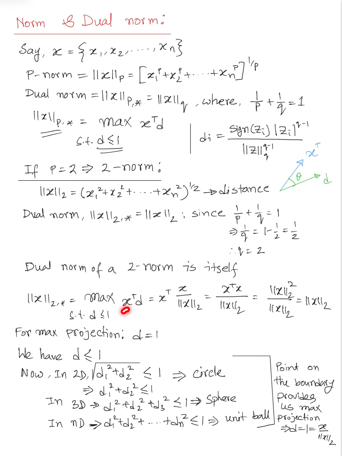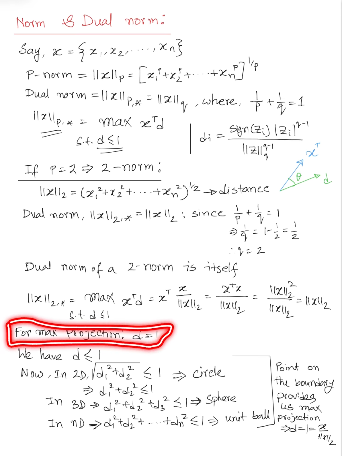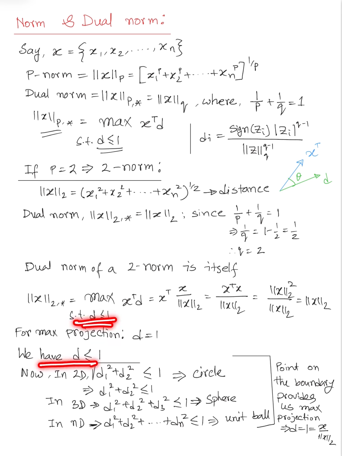So the projection of x should be maximum when the value of d is maximum. Now our constraint is that the norm of d is less than or equal to 1. The maximum value of the 2-norm of d is actually 1. So what does it mean? It means d is equal to x over the 2-norm of x. So when the norm of d is equal to 1, we have this. Now why? Let's see from here. For maximum projection, the norm of d is equal to 1.